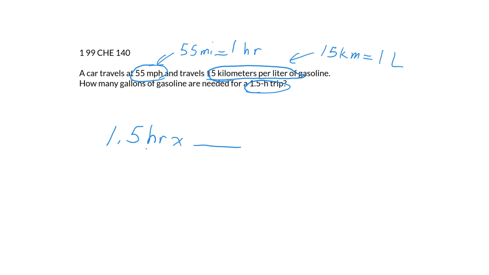Well, I have hours up here. No idea how I'm going to solve this problem in the long run, but I know that if I have hours here, I'm going to have to place hours down here. Then, what do I know about hours? I know the relationship to miles. The problem tells me 1 hour is 55 miles. So I've gotten rid of hours, and I've gotten to miles.